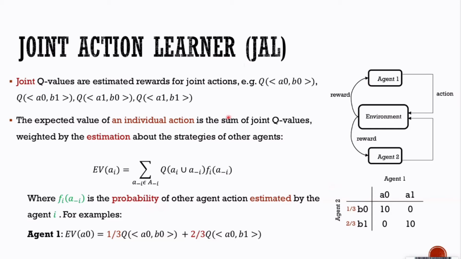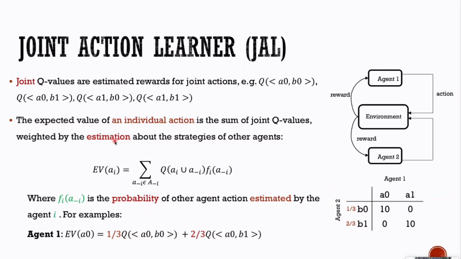But in the Q-learning approach, the first step is to make a decision on the actions you want to perform, right? So how can we calculate the helpfulness of taking one individual action? It's simple, because it's just the sum of the joint action values weighted by the estimations of the other agent's strategy. So what is the estimation here?